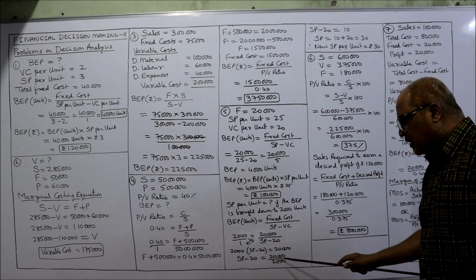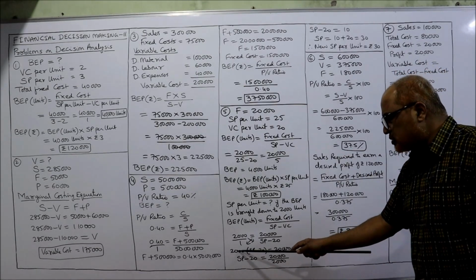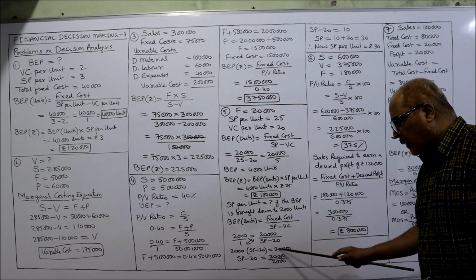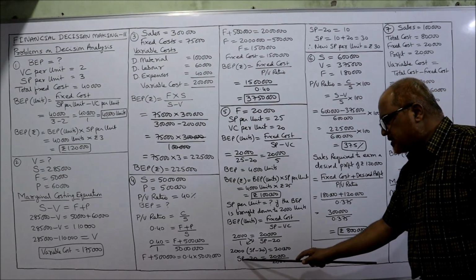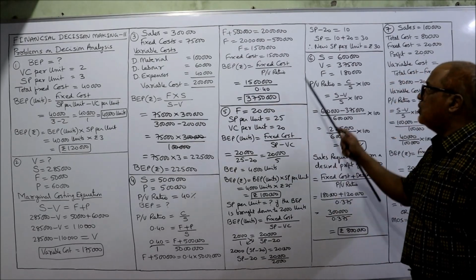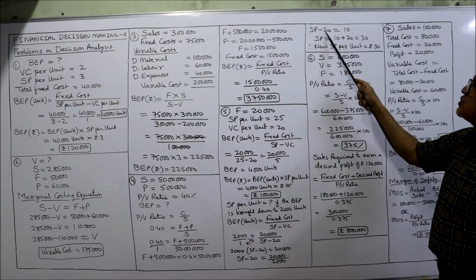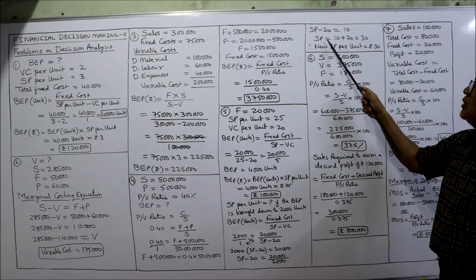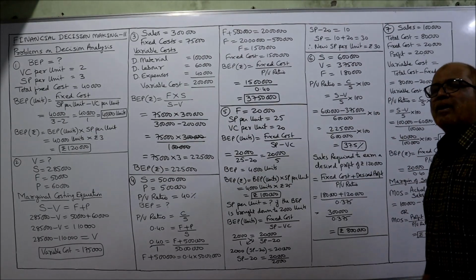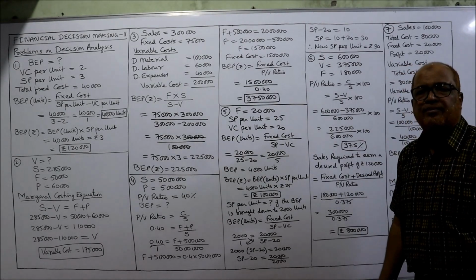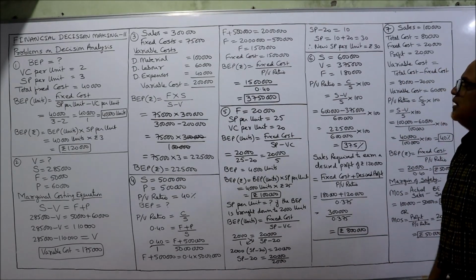So if you bring it to the RHS, it will be in the denominator. So 2000 will be taken in the denominator. So 20,000 by 2000, you will get 10 rupees. So SP minus 20 is equal to 10. Now take this 20 to RHS. So minus 20 will become plus 20. So SP will be 10 plus 20, 30. So new selling price per unit will be 30 rupees if the BEP is brought down to 2000 units.